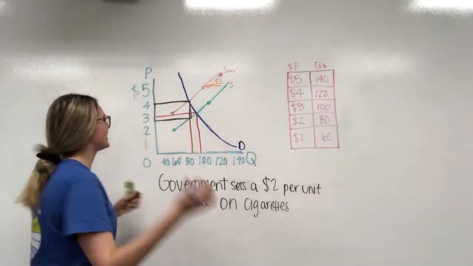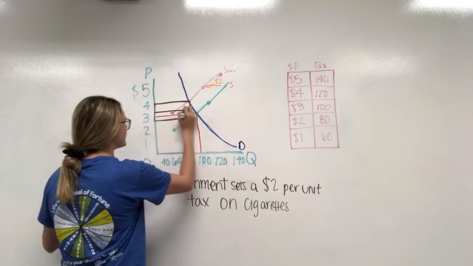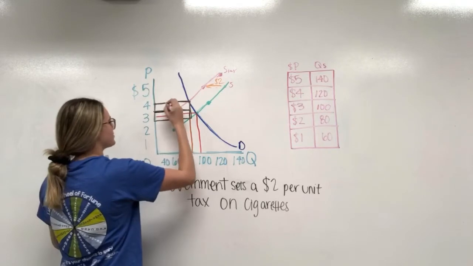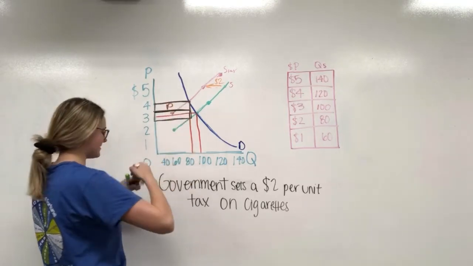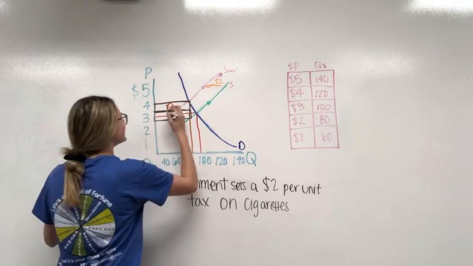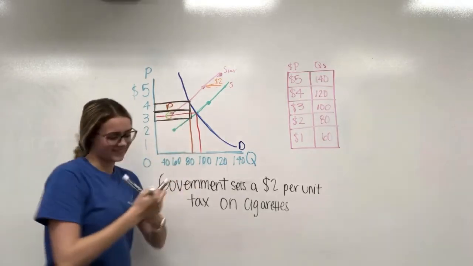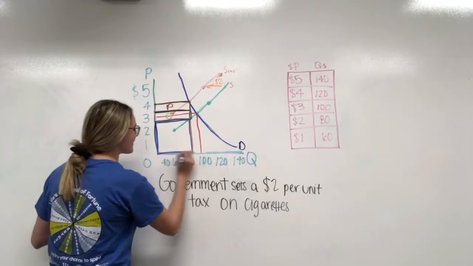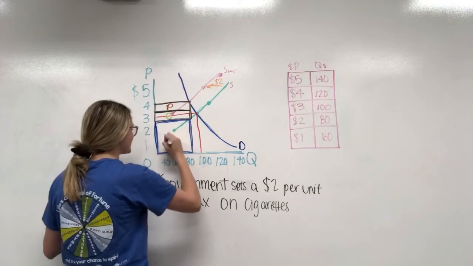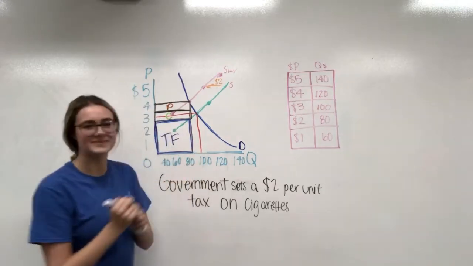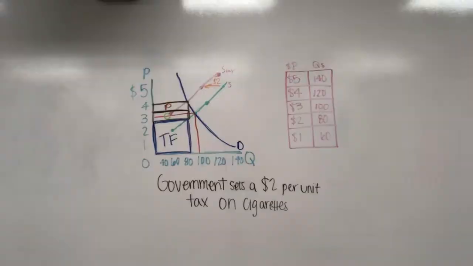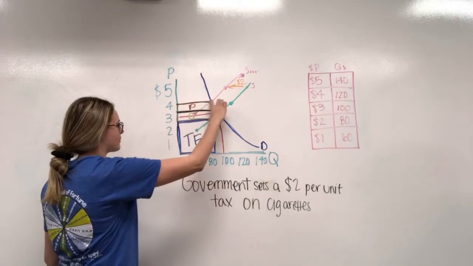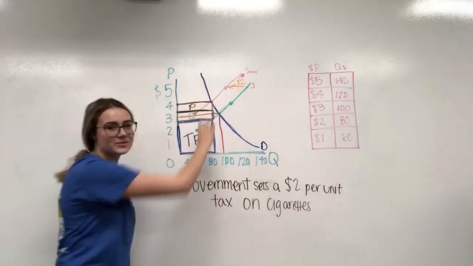Okay, now that total tax revenue gets split into two parts. We have the part where the producers pay, and then we have the part where the consumers pay. Okay, this whole blue box is the total firm revenue. The part that the government gets is this whole black box right here, the whole thing.